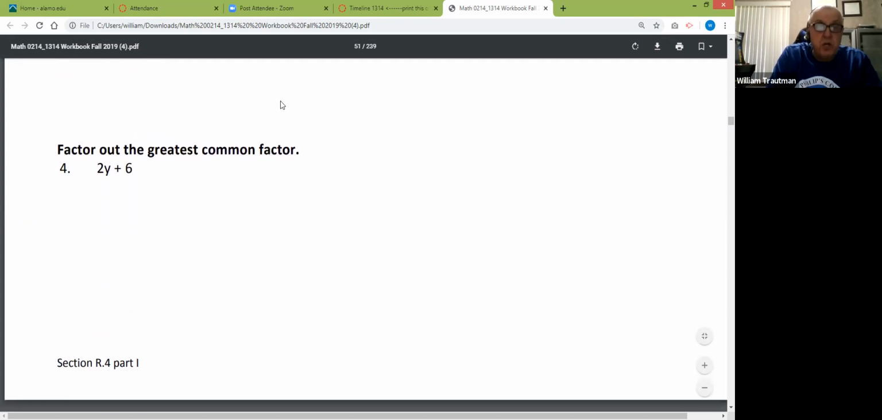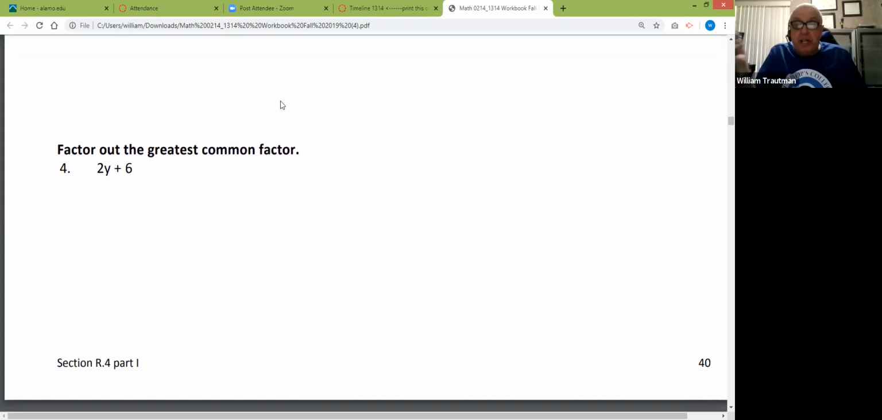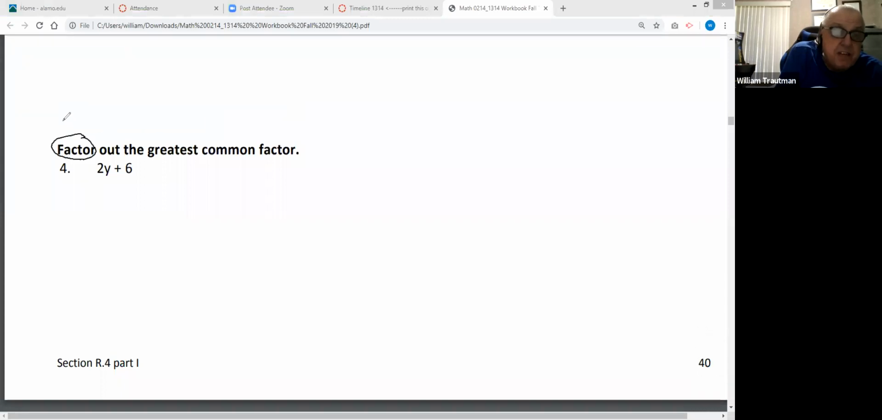So we already said GCF, the greatest common factor. Now they want us to factor out the GCF. Now, this is important. Factor out means divide. I'm going to just go back to what we've learned already.